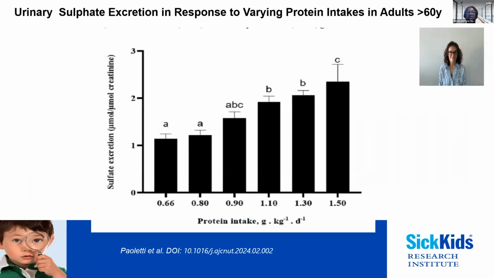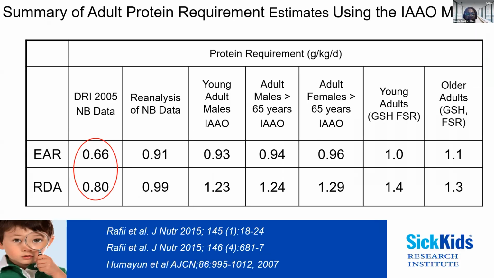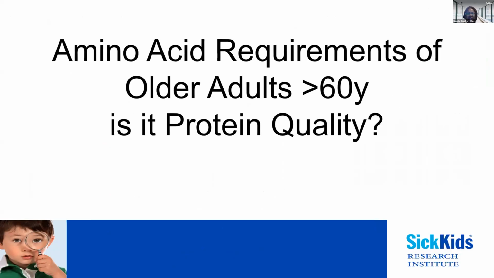And as you can see, urinary sulfate excretion increased as we increased the intake of protein beyond about 1 gram per kilo per day. And so just to summarize again this data, the DRI for protein is 0.6 grams and 0.8 grams per kilo per day. Reanalysis of the nitrogen balance, about 1 gram per kilo per day. Protein requirement in young and older adults, about 1 gram per kilo per day. Using glutathione as a measure of adequacy or the amount of protein that is required, we showed about 1 gram per kilo per day.